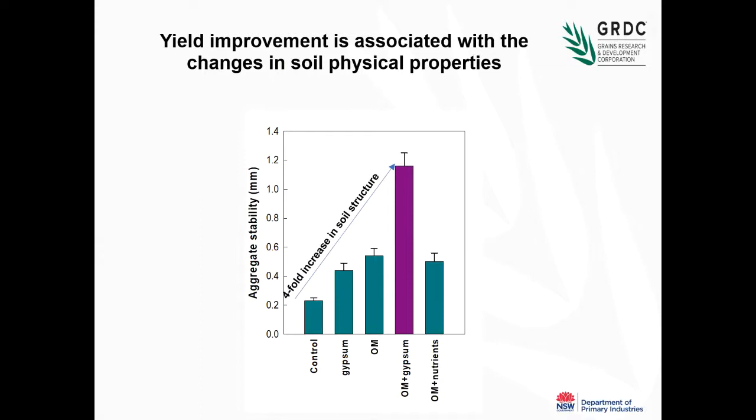So basically what you need to realize here is that as the aggregate stability increases, you get better soil structure. And what this graph clearly demonstrates is that when you add traditional amelioration such as gypsum or organic matter, or in this case both organic matter and gypsum, you get this massive, fourfold increase in soil structure.